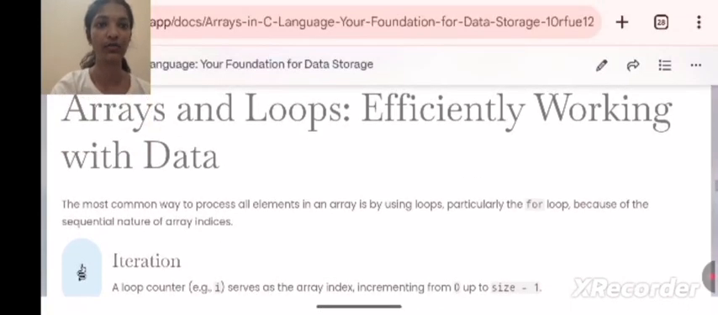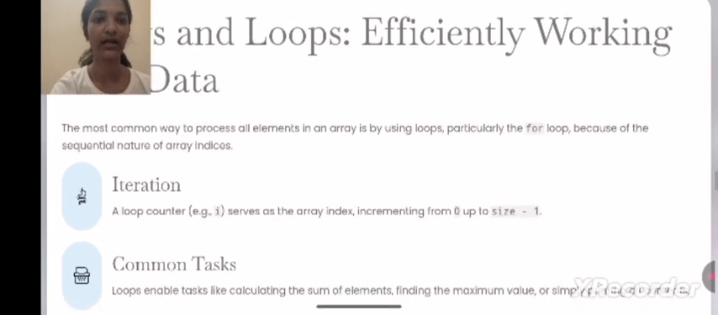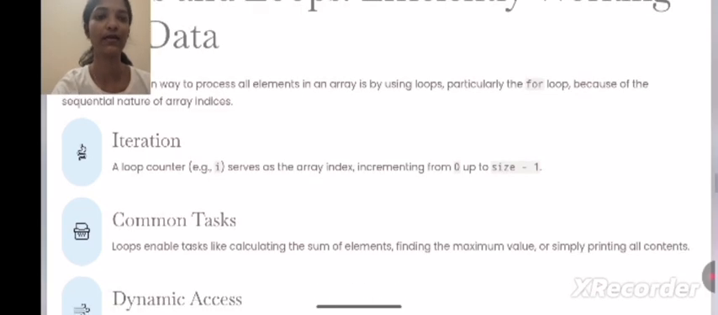Now, arrays and loops. This is a very important topic in arrays in C language. The most common way to process all elements in an array is by using loops, particularly the for loop, because of the sequential nature of array indices. Iteration: a loop counter serves as the array index, incrementing from 0 up to size minus 1.